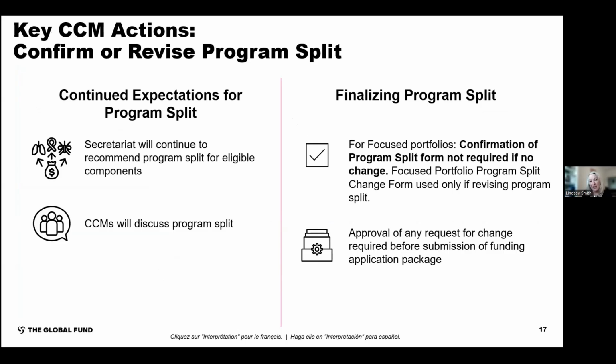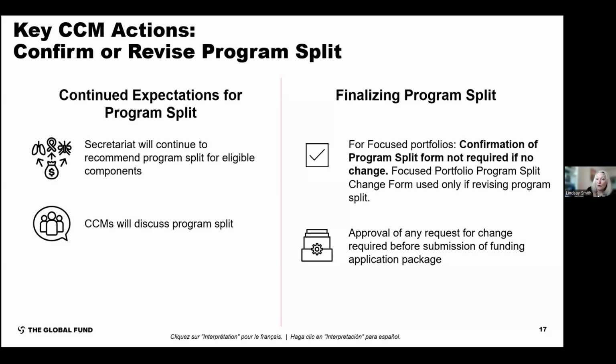A final strategic area that the CCM is really taking the lead on at this stage is the confirmation or the revision of the program split. In the allocation letter, the Global Fund is communicating to the applicant the indicative split between the different disease components that have received an allocation. It is the responsibility of the CCM, in discussions within the CCM, to then decide on whether or not they agree with that indicative split or whether or not they propose a change and would propose to move some funding from one disease component to another disease component.